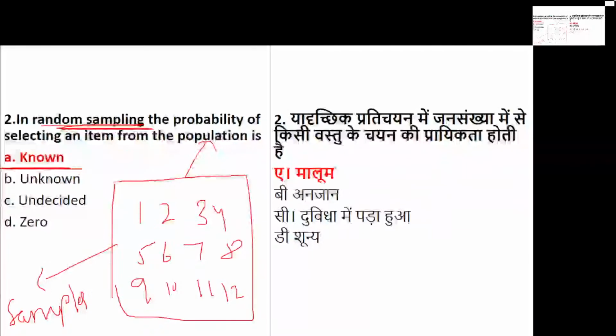So the probability of the items of the samples of the population can be known. We have the complete probability known. Only after the final selection will we come to know which number has been selected. Please try to understand, a lot of students make mistakes over here. In random sampling, all the samples have the same probability of getting selected, and hence the answer is known.